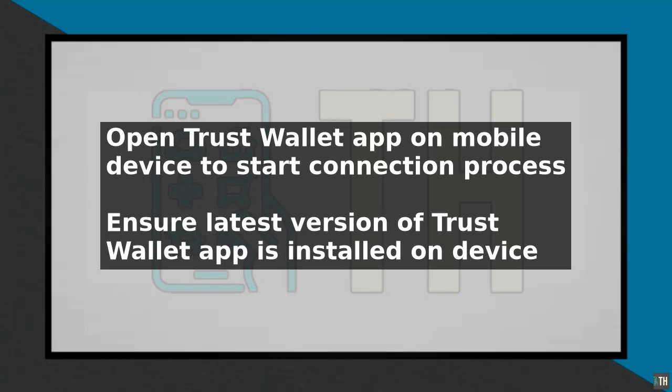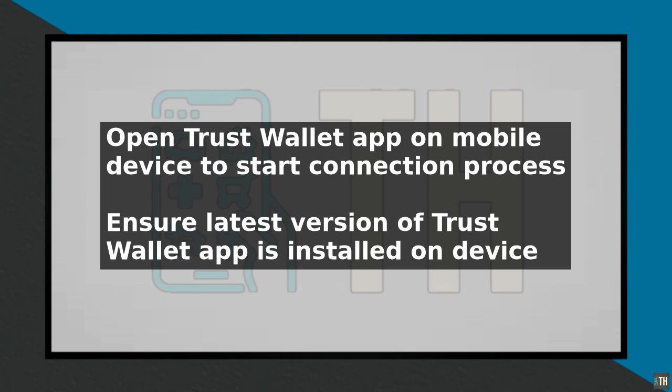To connect Trust Wallet with Binance, start by opening the Trust Wallet app on your mobile device. Trust Wallet is a popular cryptocurrency wallet that allows users to store, send, and receive various digital assets. Binance, on the other hand, is a leading cryptocurrency exchange where users can buy, sell, and trade cryptocurrencies.